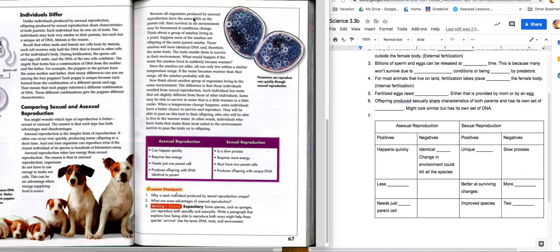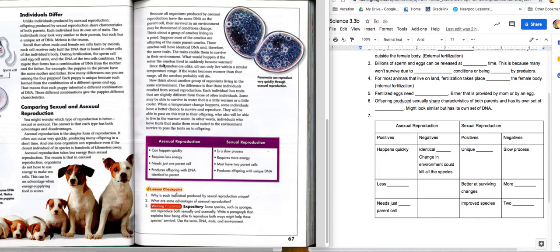Because all organisms produced by asexual reproduction have identical DNA as the parent cell, their survival in an environment may be threatened if conditions change. Think about a group of amoebas living in a pond. Suppose most of the amoebas are offspring of that same parent amoeba. Those amoebas have identical DNA and therefore the same traits. The traits enable them to survive in their environment.